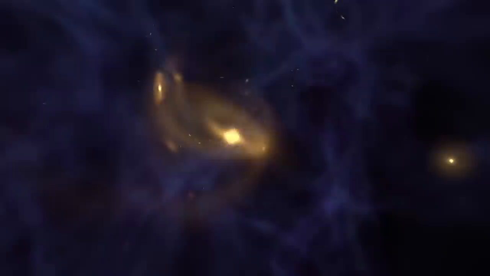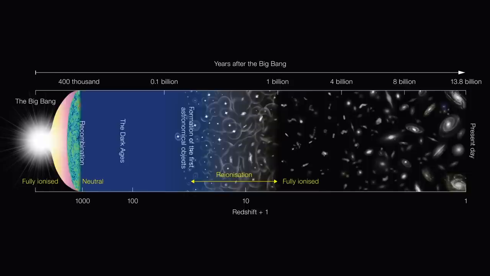In this model, there is a period called the cosmic hydrogen reionization period. This period is thought to be responsible for converting a large amount of neutral hydrogen back into its plasma state. This, they claim, occurred about 150 million to 1 billion years after the Big Bang.